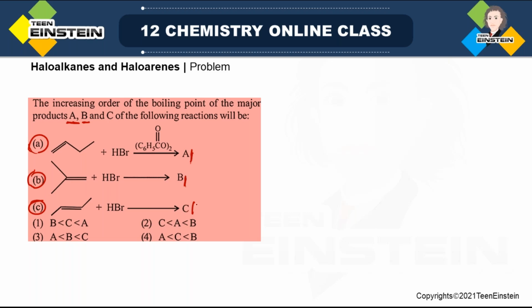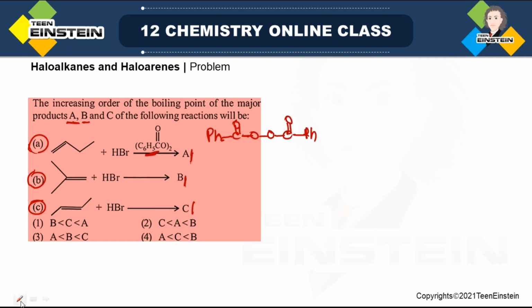First you have to consider electrophilic addition. Once you know the structures of A, B, C, then you can write their order of boiling point. But here one unusual thing you can notice: there is a reagent given only in the first reaction. And what is this reagent? C6H5COO, C6H5 means Ph. If I write it elaborately, it will be PhCO, then another oxygen, and as it is coming twice, it will be like this.